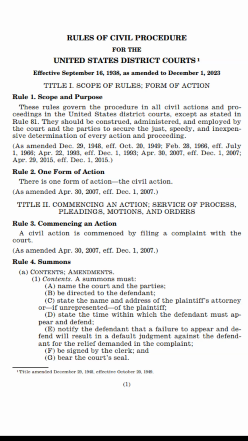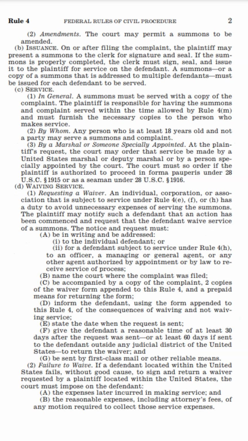F. Be signed by the clerk, and G. Bear the court seal. 2. Amendments. The court may permit a summons to be amended. B. Issuance. On or after filing the complaint, the plaintiff may present a summons to the clerk for signature and seal. If the summons is properly completed, the clerk must sign, seal, and issue it to the plaintiff for service on the defendant. A summons, or a copy of a summons that is addressed to multiple defendants, must be issued for each defendant to be served.